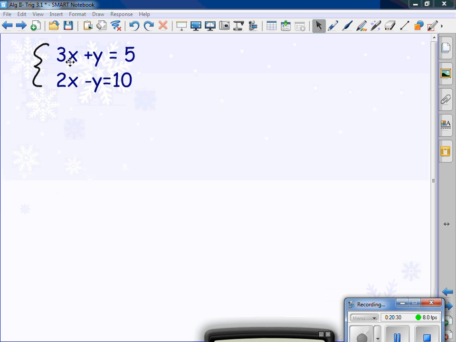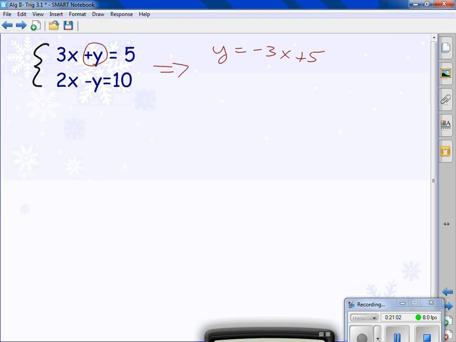I can solve for x here if I wanted to, but then I have to move this over, then I have to divide by 3. Too much work. If I solve for this y, I just move the 3x over. Easy. To solve for x in this one, I have to move the y over, then divide by 2. If I solve for y in this one, I have to move the 2x and then change the sign of everything. This one's the most efficient one to solve for. So I need to move the 3x over. So I have y equals negative 3x plus 5. All I did was rearrange the top one.